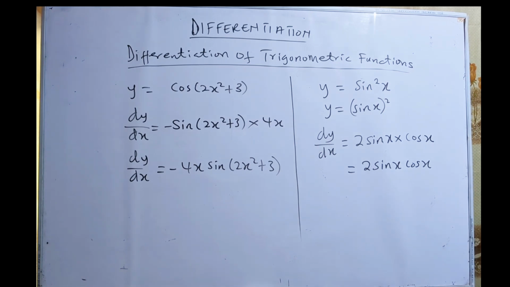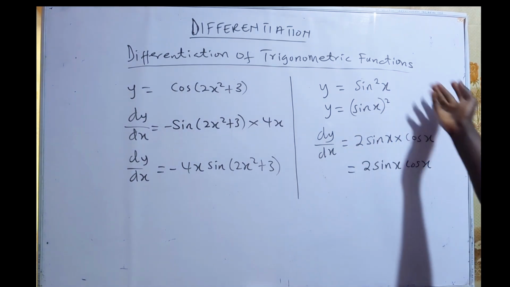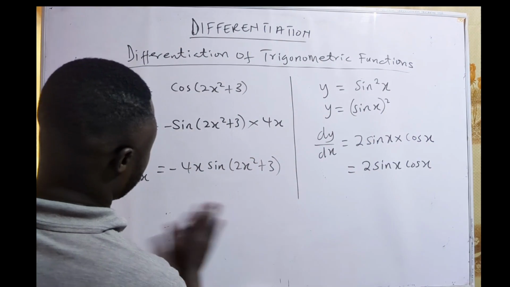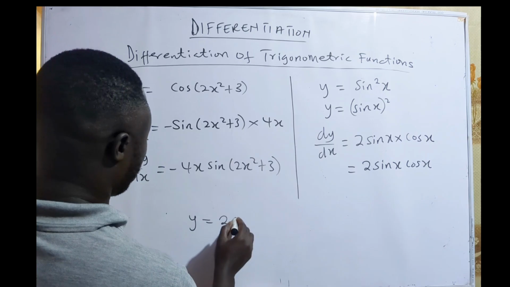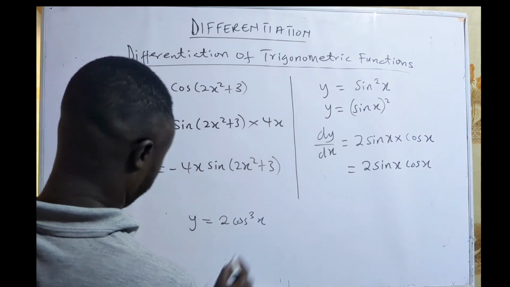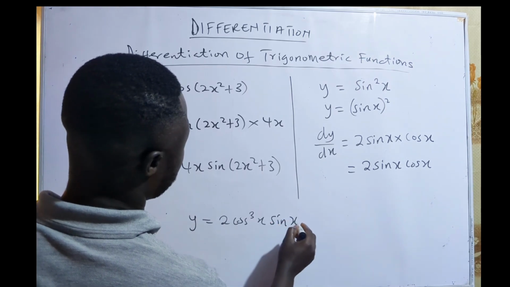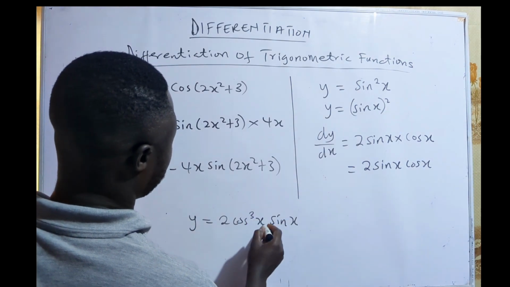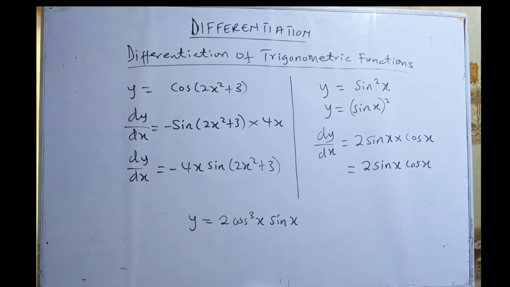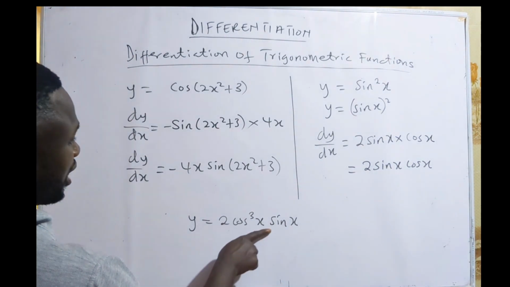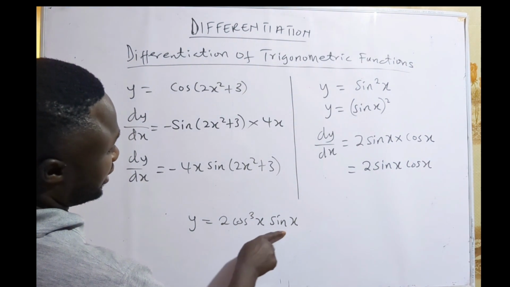Alright. So this also, sometimes it can be a product. Maybe y is equal to 2 cos cube x sine x. So you realize that you can apply the product rule here. To make it easy for me to differentiate, I will apply the product rule: I'll differentiate the first then multiply by the second, plus differentiate the second then multiply by the first.